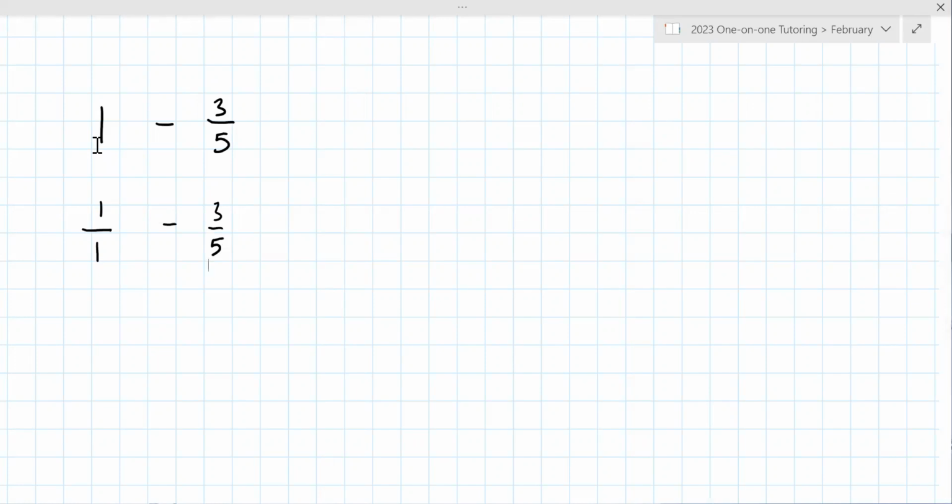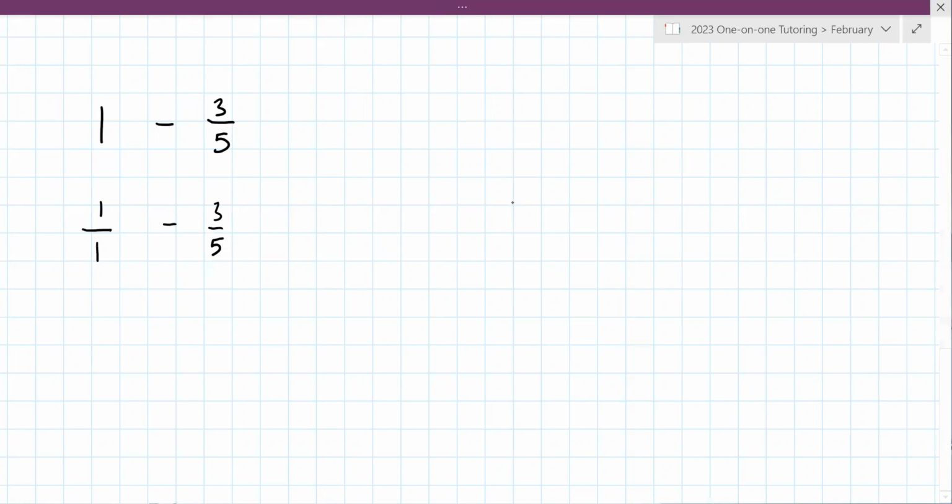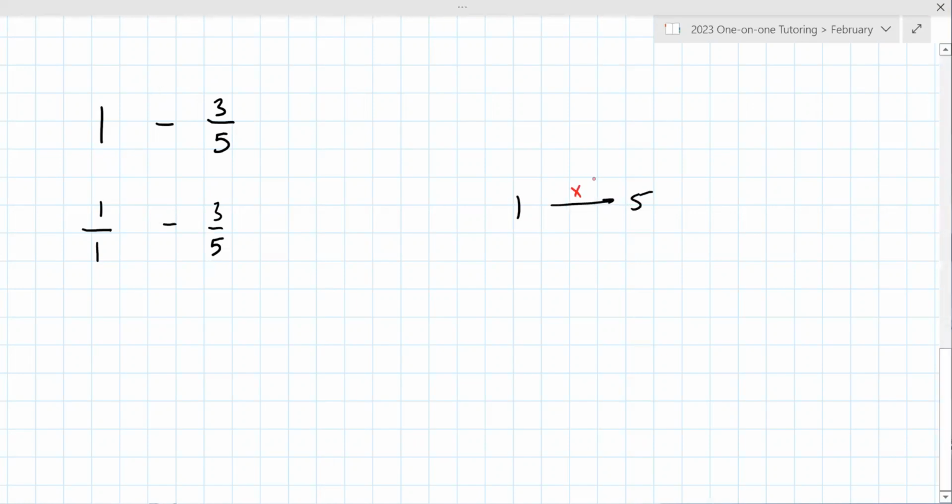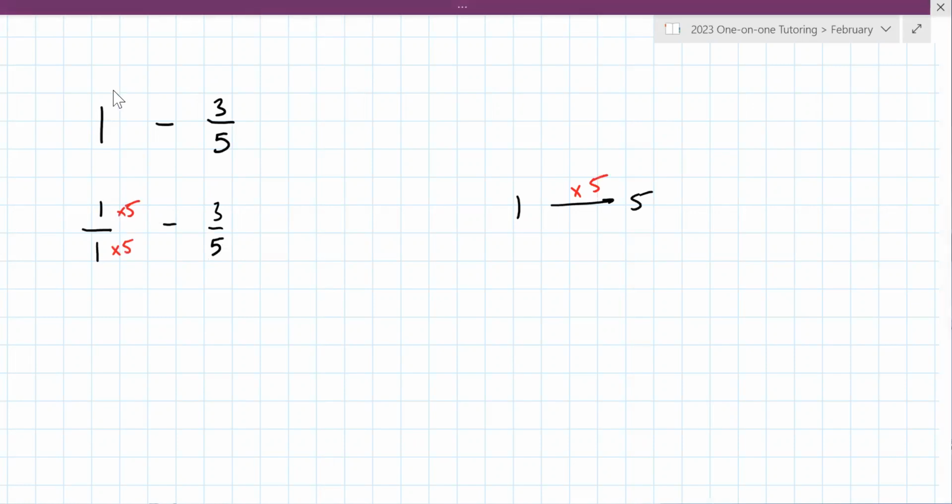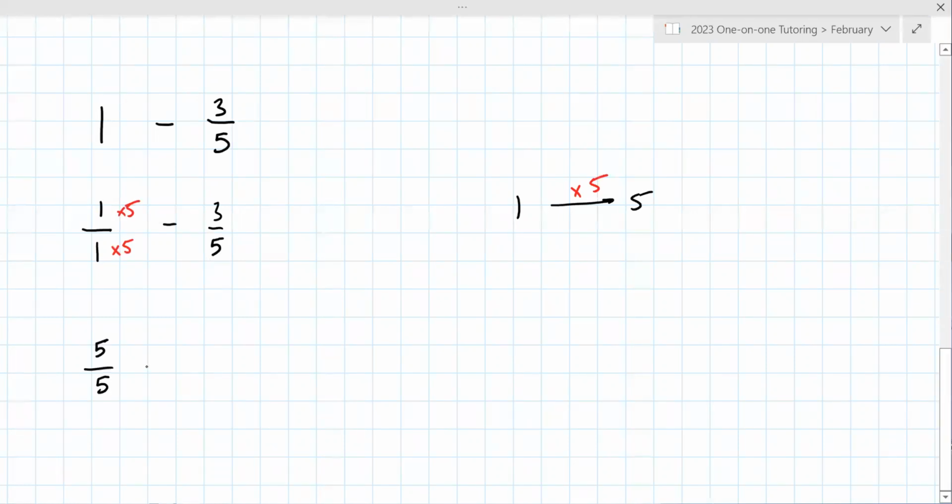All right, now we want the bottoms to be the same. So you're going to go from 1 to 5. How do you go from 1 to 5? We multiply by 5. So on the left, it's going to be 5 over 5 minus 3 over 5.